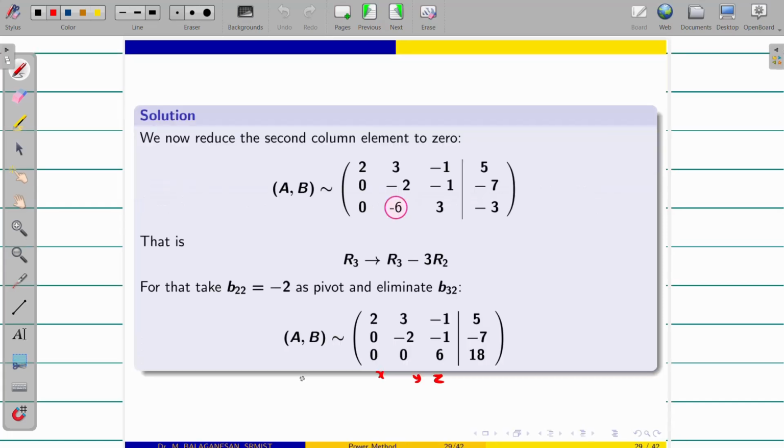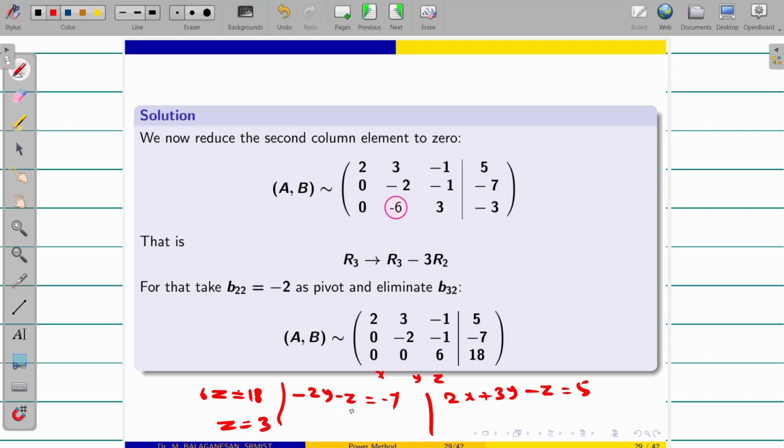So I'm going to write z: 6z is equivalent to 18. This is one. And write this element: minus 2y minus z equal to minus 7. And the first row will be 3x, sorry, 2x. Am I right? It will be 2x plus 3y minus z equivalent to 5. So I can get the z value equal to 3.